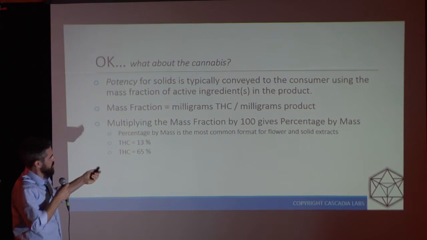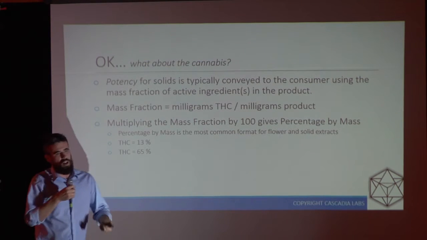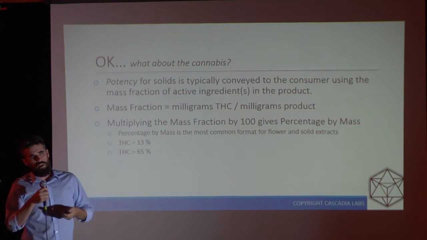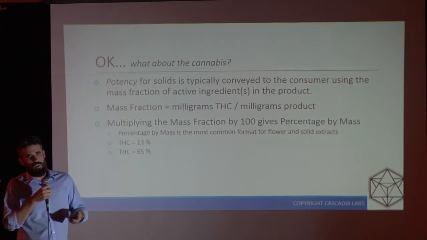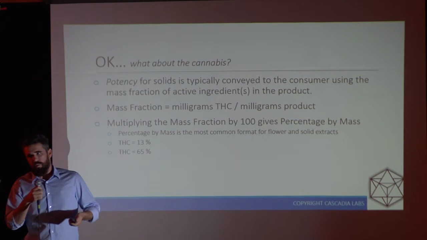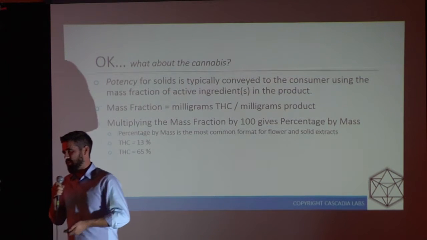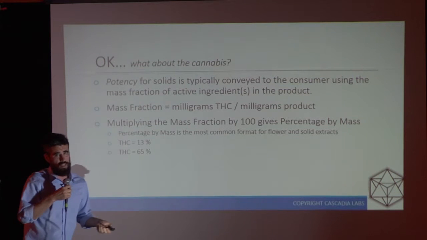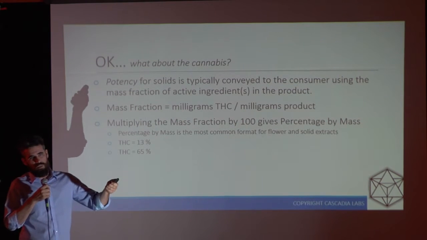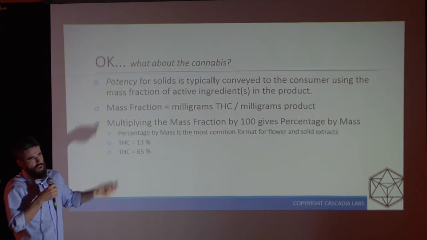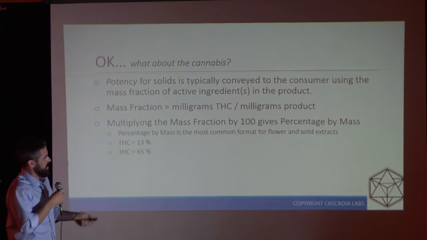Most folks are used to the percentage value for flowers, but when you look at an edible product, we're still looking at milligrams of active ingredient for the total product. For instance, this cookie will have 25 milligrams of THC. When looking at solids, it's always the milligrams of active, or a weight of active, could be grams per grams of the total product.